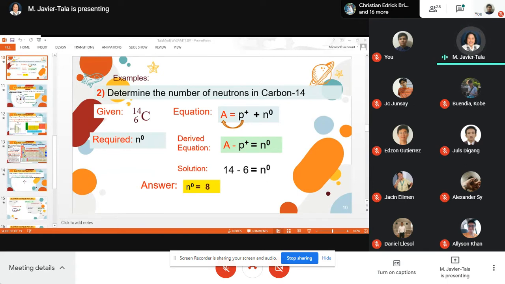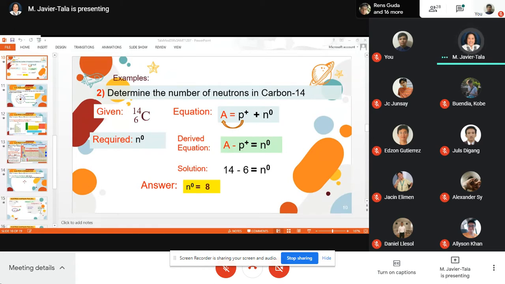So we do another example. This second example, you are going to determine the number of neutrons in carbon 14. If you recall a while ago, we have the isotopes. This time, the given in your example is the isotope of carbon that has a mass number of 14. Then we should first write it in the XAZ notation. As you can see here, mass number is 14 but the atomic number is still 6 for carbon.